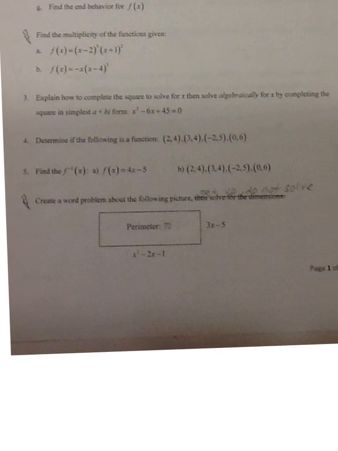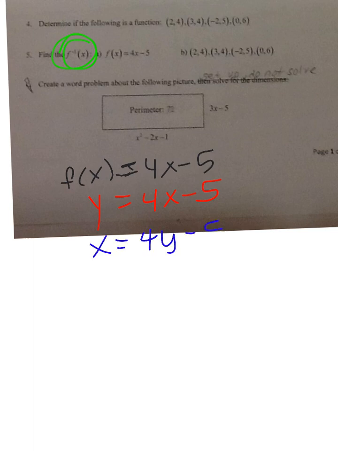number 5. It says to find the inverse. All right, so let me write down A. f of x equals 4x minus 5. And find the inverse, that means inverse there. So remember, inverse means to switch x and y. So I have y equals 4x minus 5. So I switch x and y. x equals 4y minus 5.